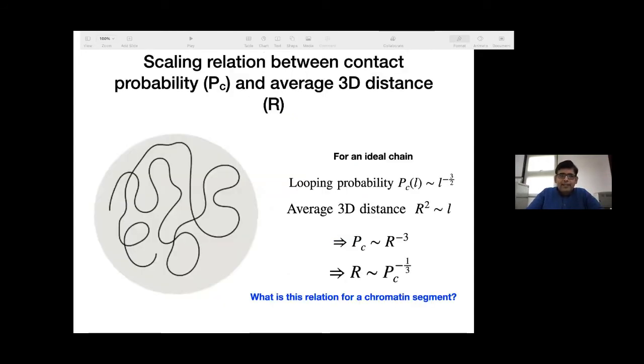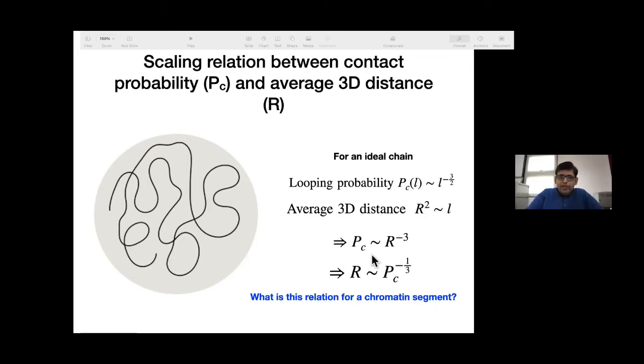And then we can ask about other scaling relations. For example, what is the contact probability versus 3D distance scaling? If you think of an ideal chain, the looping probability, for example, scales as L to the power minus 3/2, where L is the contour length between two different regions. And the average 3D distance for an ideal chain, R squared, goes like L.